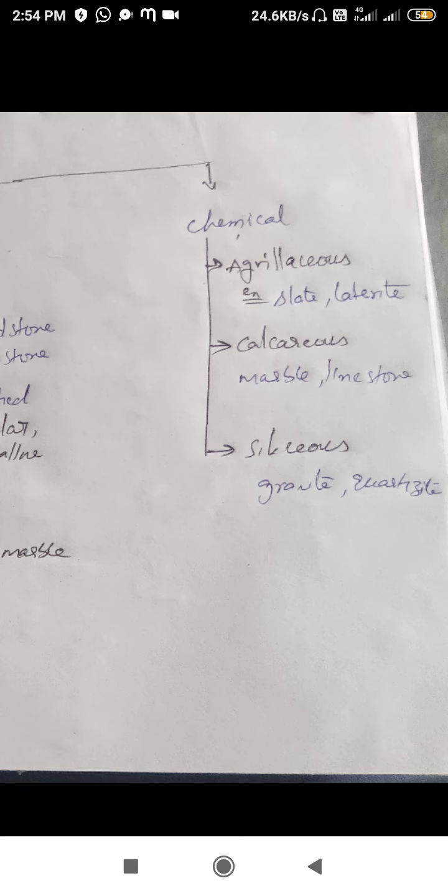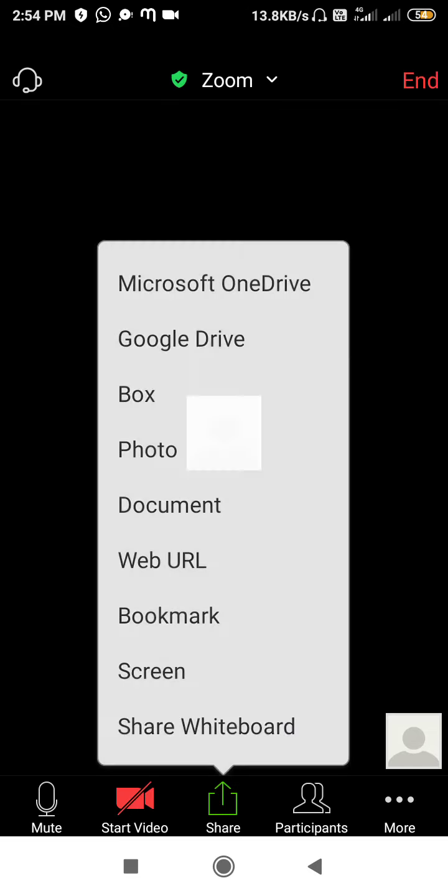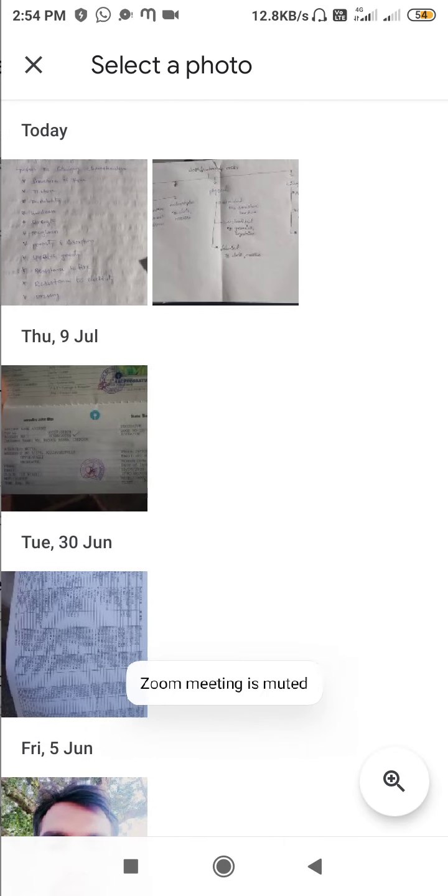First coming to the argillaceous rocks, the rocks which contain a more amount of clay content. The rock in which the clay content is more, that rock we call argillaceous rocks. These rocks are soft in nature. In dry state, these rocks are crushed easily. But in wet state, crushing is not easy, it is very difficult to crush. The examples for the argillaceous rocks are slate, laterite, etc.